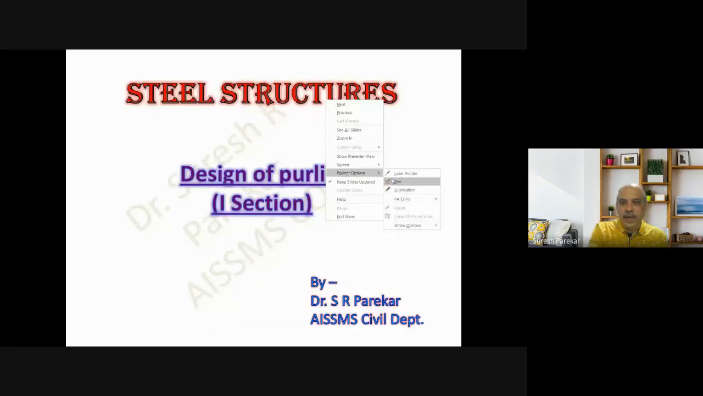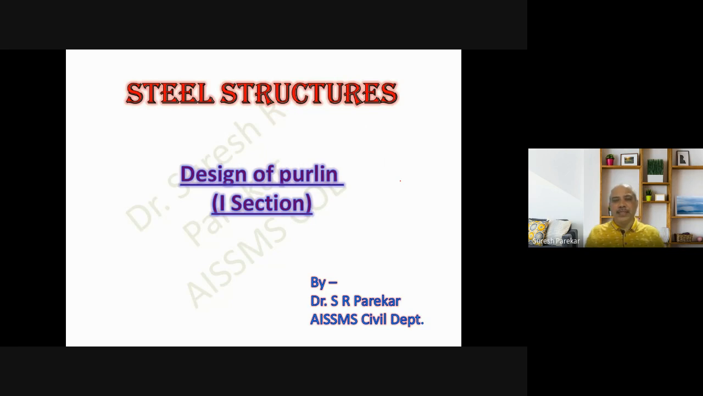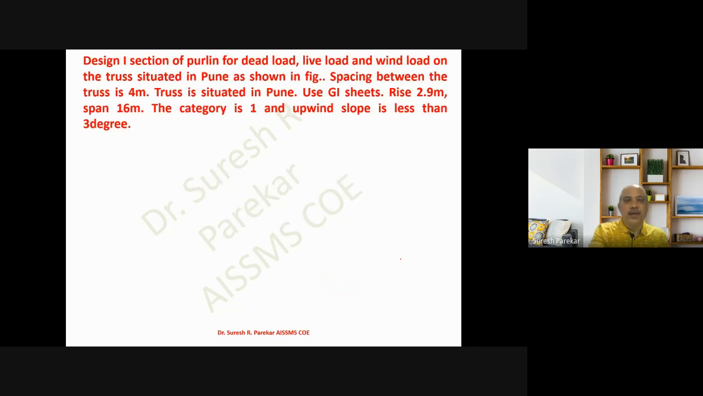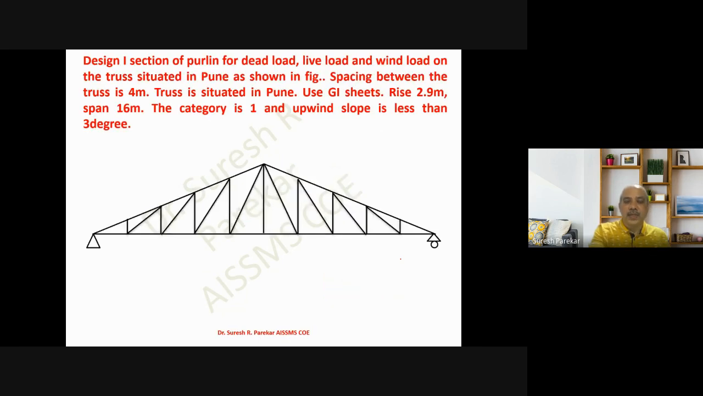Good evening. Today we are going to see purlin design, both the I section as well as the angle section. First we will go with the I section, and in the next video we will do the angle purlin section. The problem we have considered is the same as whatever we considered for trusses. No change, the truss is in the same fashion.